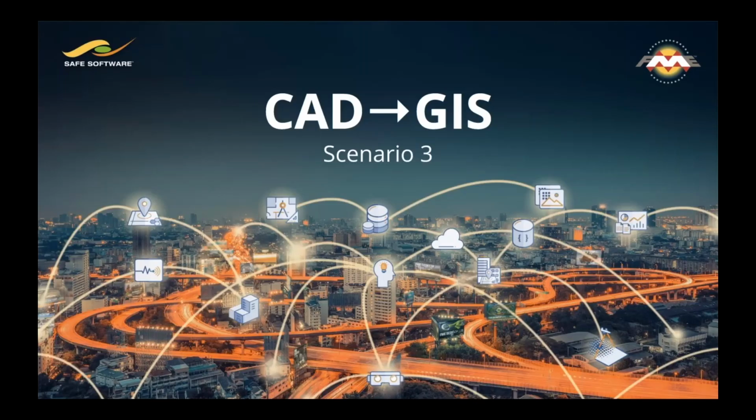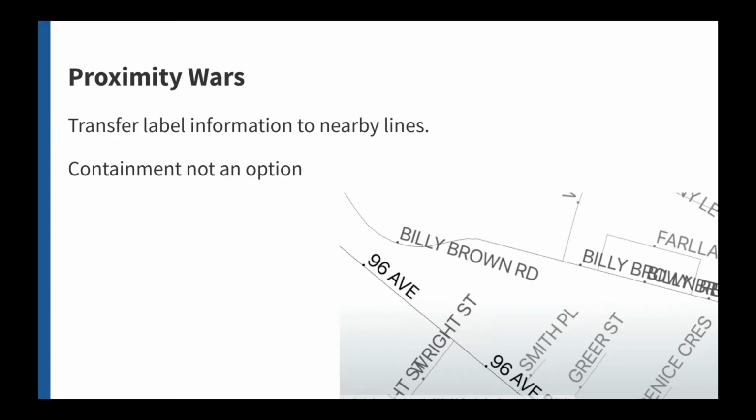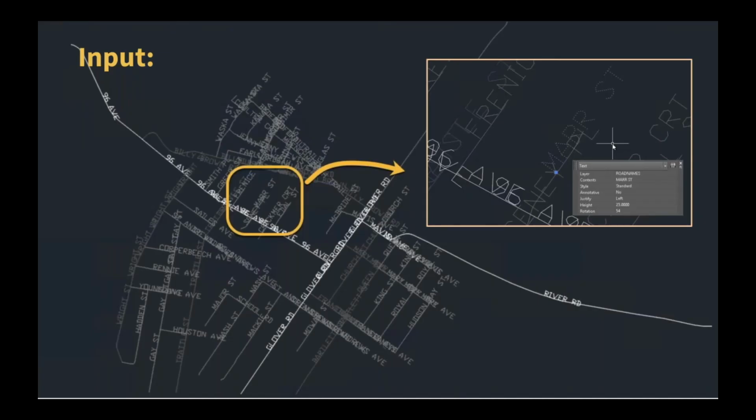No worries. So scenario 3, we thought we would quickly touch on. Proximity wars, transferring labels to nearby lines. You can't go with containment only. And so this is a common thing where there's some kind of label or block, a symbol that's near a line, and then we want to transfer the information across. And so again, Jovita's taken some shots out of AutoCAD for us.